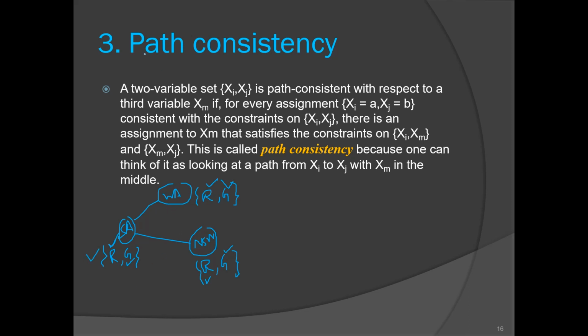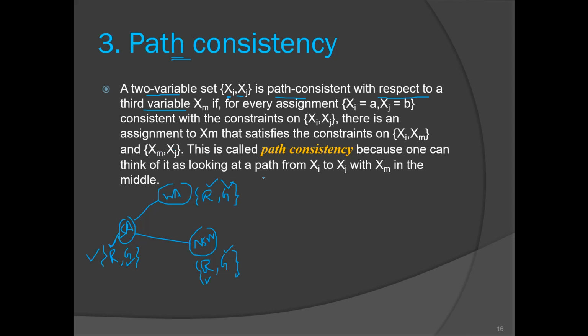But how is path consistency going to help with this problem? Let us see that. It says that a two-variable set, xi and xj, is path consistent with respect to a third variable xm if for every assignment xi set to a and xj set to b, consistent with the constraint on xi and xj, there is an assignment to xm that satisfies the constraints on xi and xm and xm and xj. This is called path consistency.